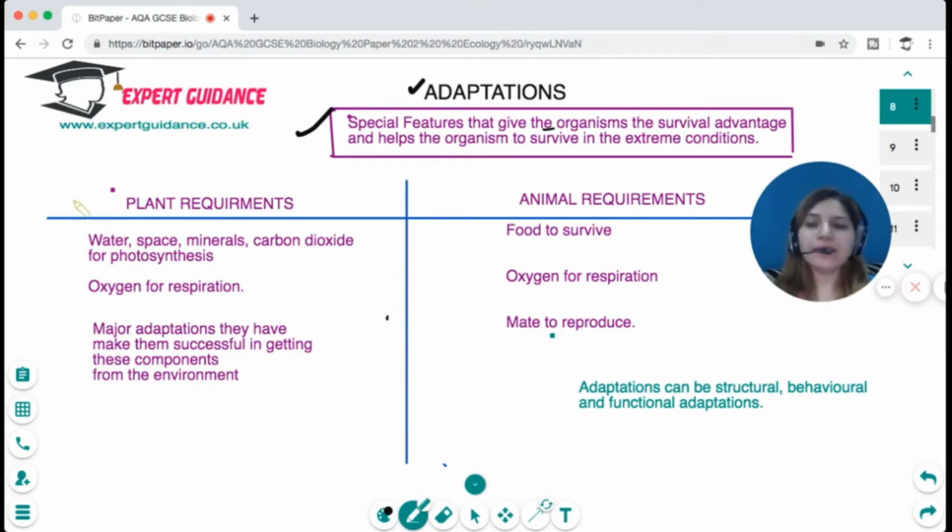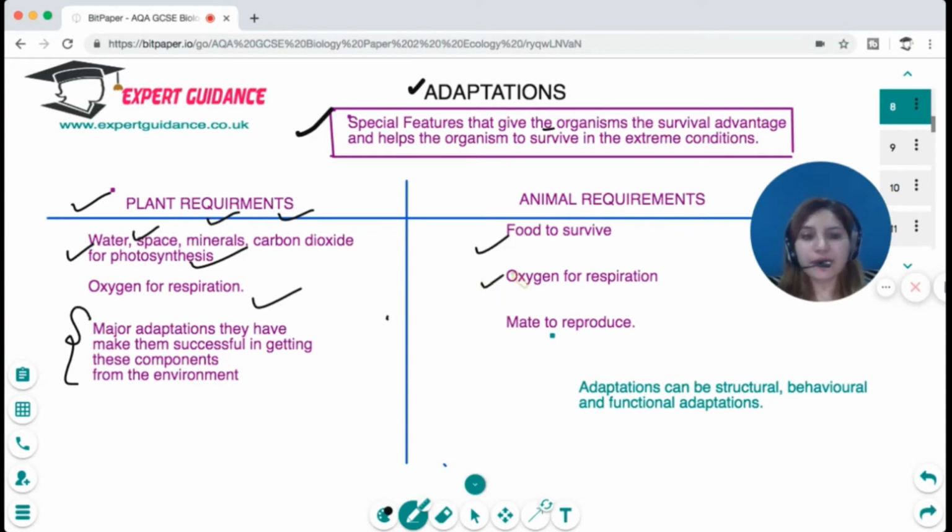Now, primarily, plant requirements are water, space, minerals, carbon dioxide for photosynthesis, and oxygen for respiration. So the major adaptations of the plant are the ones that make them successful in getting these components from the environment. In a similar way, animals require food to survive, oxygen for respiration, and a mate to reproduce. So the animal adaptations can be structural, behavioral, and functional to get all these components from the environment.